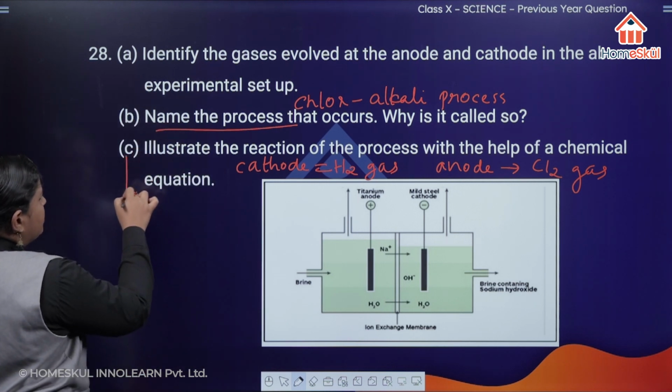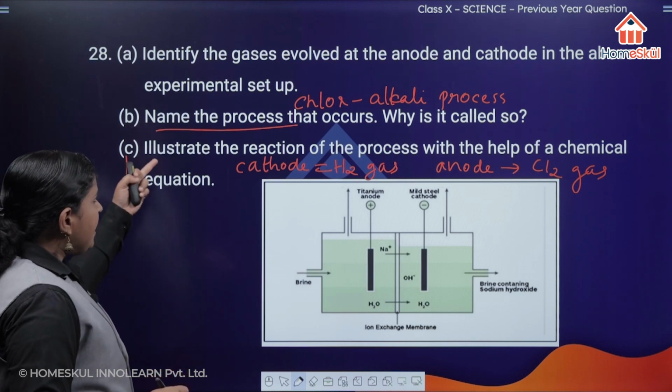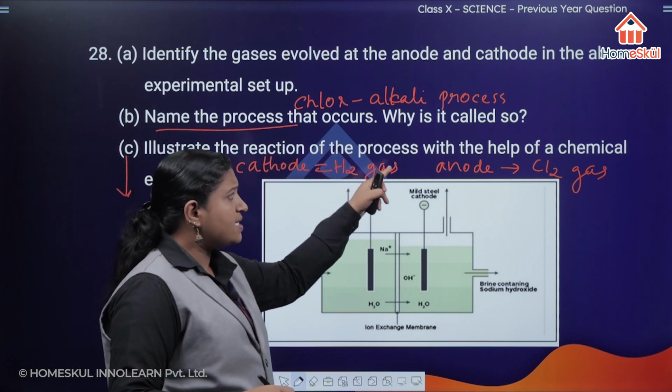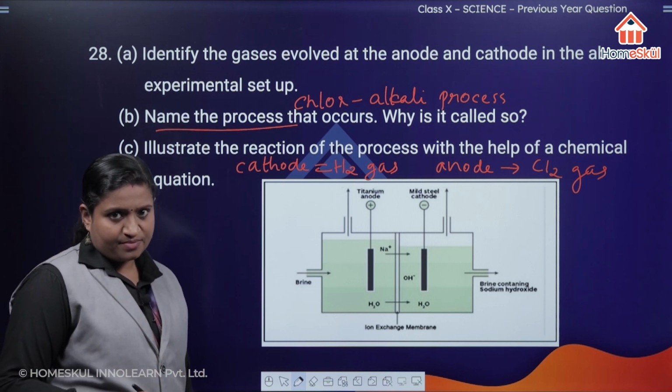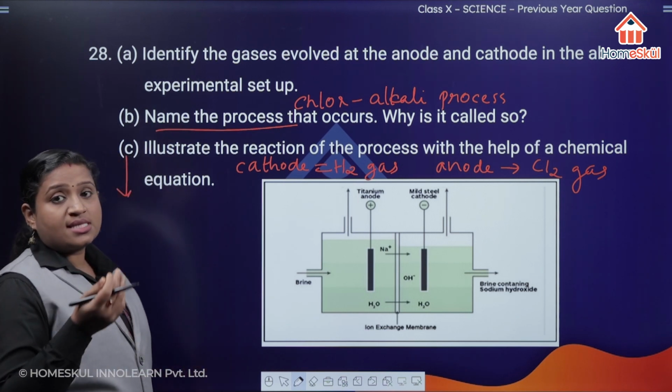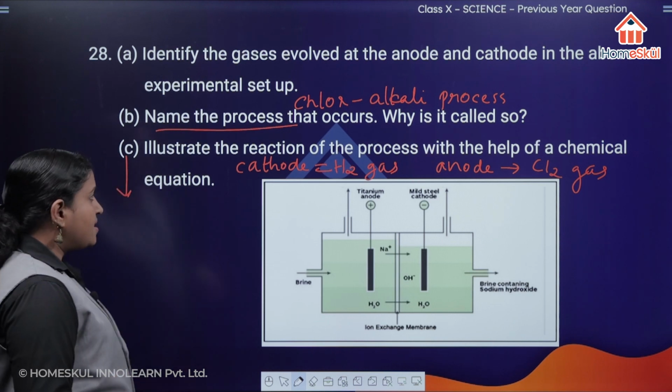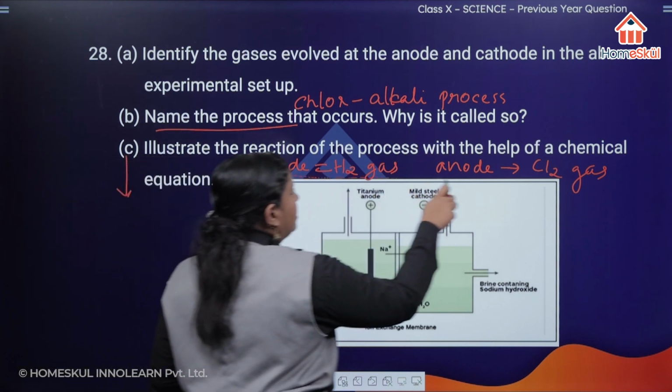Now, coming to section C. What is the third subpart? Illustrate the reaction of the process with the help of a chemical equation. Okay? So, how this chlor-alkali process is carried out? That is the third question.